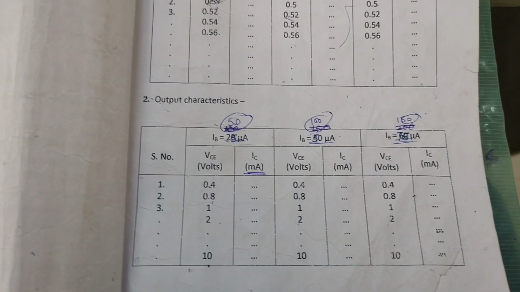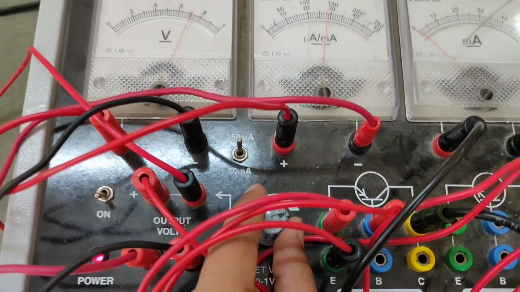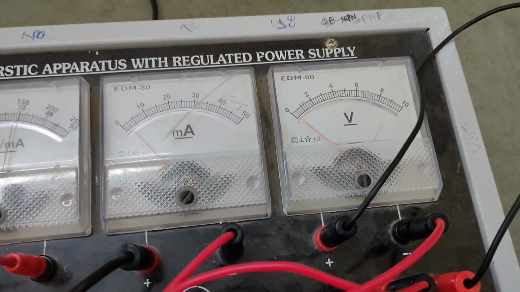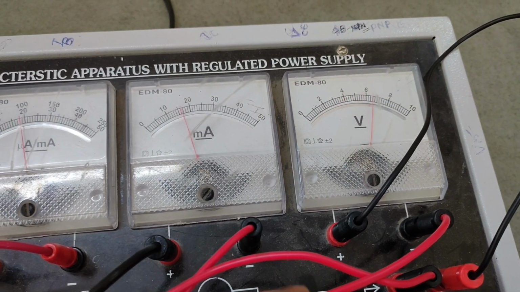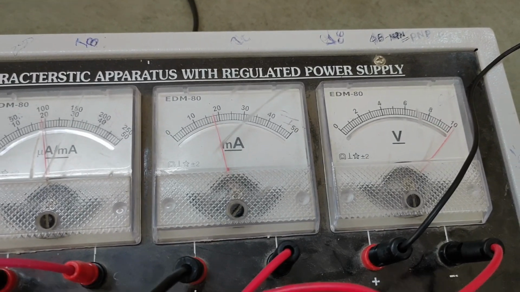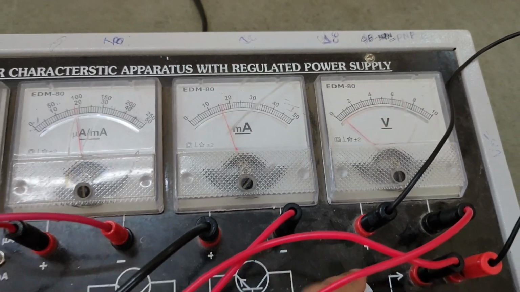The same thing is repeated for different values of IB. Say we can keep IB at 100 also, then 150, and we can repeat the same procedures. Keep on increasing VCE and note the value of IC. We can see that IC is constant. It does not change.